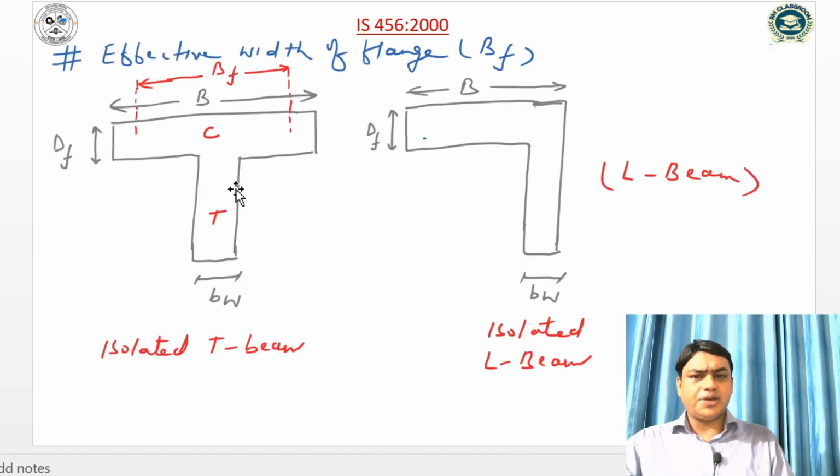And this is the isolated T beam, and this is called isolated L beam. IS 456 suggests separate values of effective width of the flange for isolated T beam and isolated L beam. So for isolated T beam, the effective width of the flange is L0 by (L0 by B plus 4) plus BW, and in case of L beam it will be 0.5 L0 by (L0 by B plus 4) plus BW, where B is the actual width of the isolated T beam and isolated L beam.